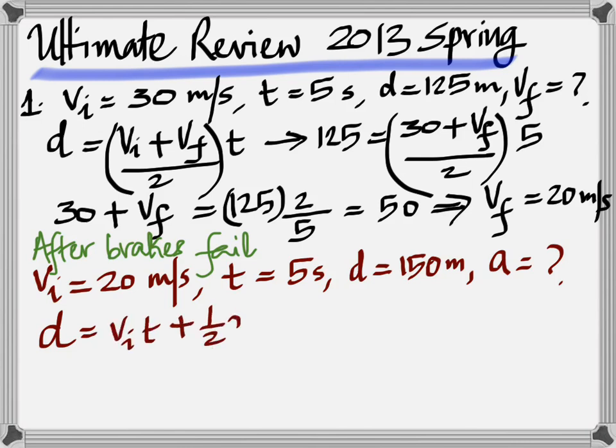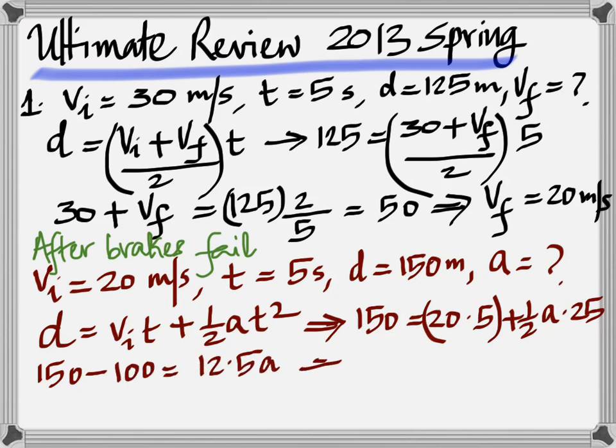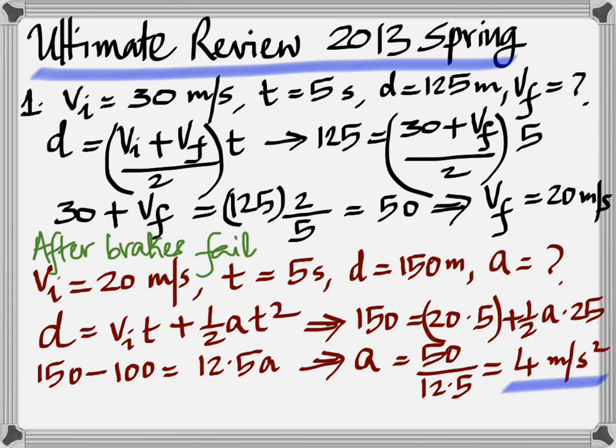Use d is v_i t plus 1/2 a t squared and get the acceleration. Four meters per second squared.